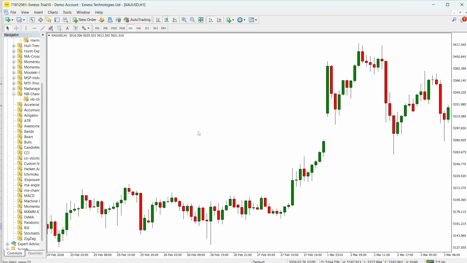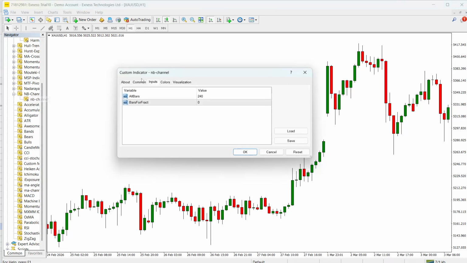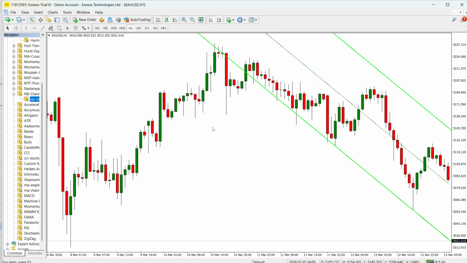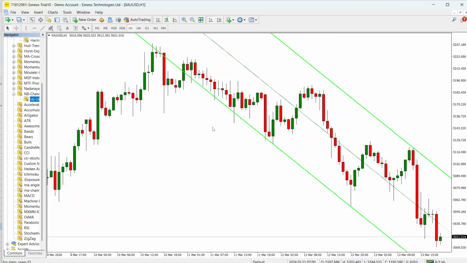At this point, I'll just go ahead and load the indicator on the chart so you can see how it looks in real time. Remember, you want to allow DLL imports, and there we have it. On the chart, the indicator draws upper and lower channels that adjust dynamically as price evolves. The channel defines a visual range within which price is moving.